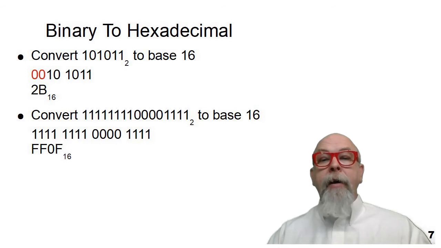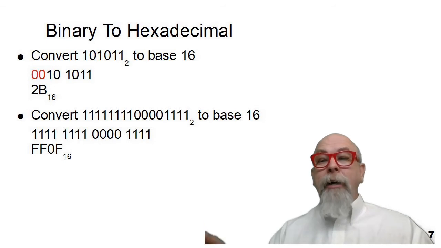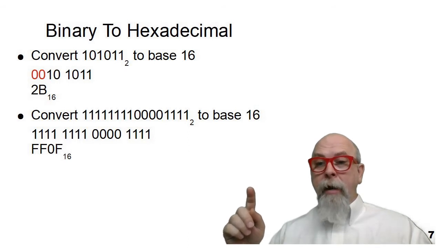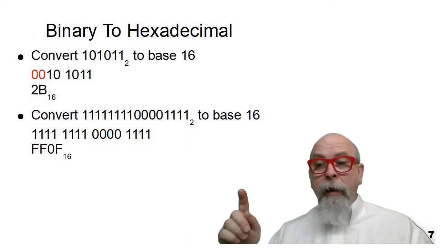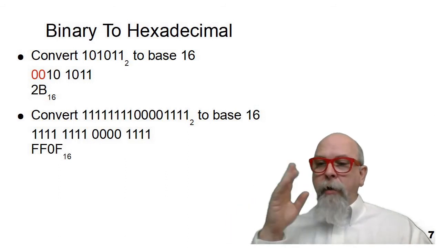So the binary number 101011 is 2B hexadecimal. Boy, that's a lot easier to write and to say, isn't it? Now, let's look at this big binary number I have here, this 16-bit one. That's miserable. Imagine saying that to a friend on the phone. 1111111, well, I'm already confused.